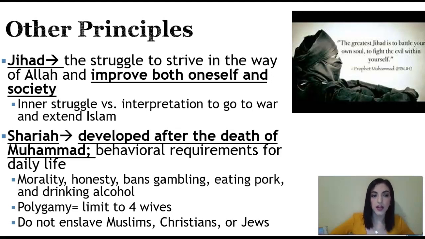It's a struggle to strive in the way of Allah and a struggle to improve oneself and society. It's supposed to be a person's, I guess you can say, experiences on how they want to be a good person, because this is not just something that's unique to Islam. This is something that people from all different religions and all faiths, or even lack thereof, deal with on a daily basis. Is, do I want to be a good person? And it's that struggle that Muhammad was really talking about, not necessarily a holy war.